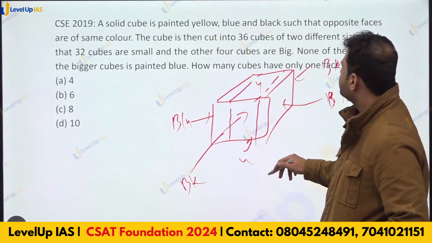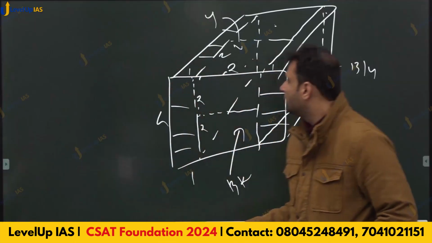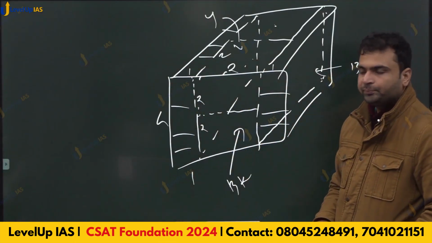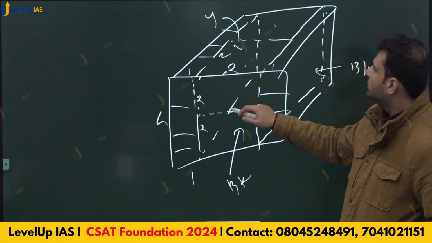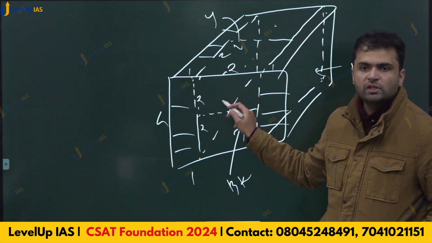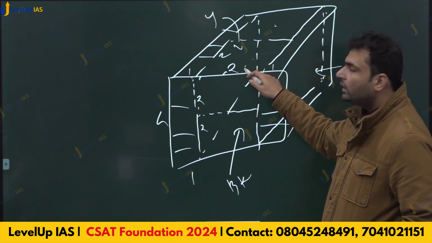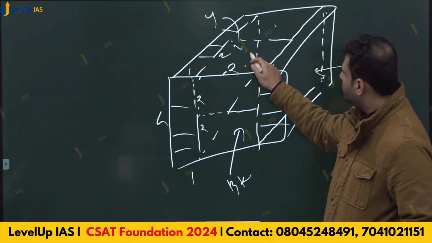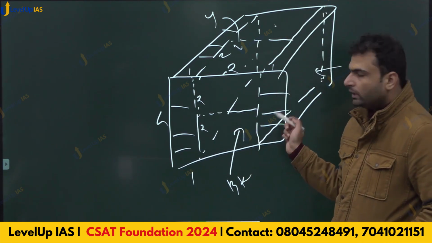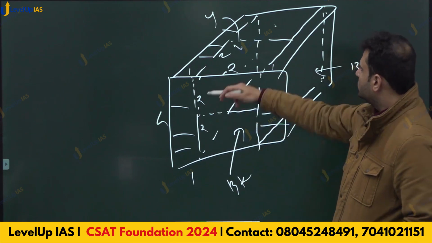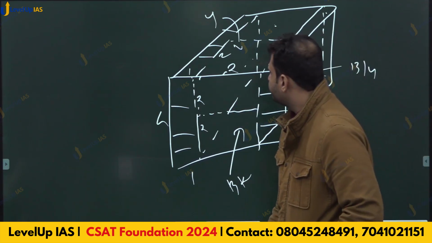And the question here is, how many cubes have only one face painted? Let us go back to our figure. Only one face painted, meaning in the middle. So these corner pieces always have 3 faces painted. So they are gone. And these bigger cubes have 2 faces painted. So they are out. So these 8 are out. These 4 are out. So 12 are out of 36.